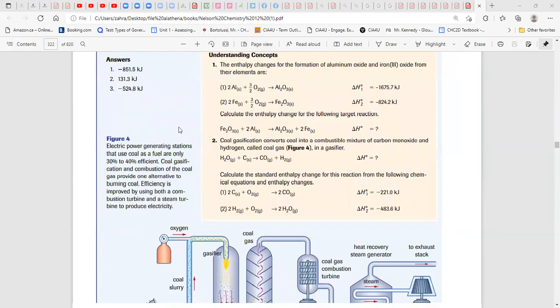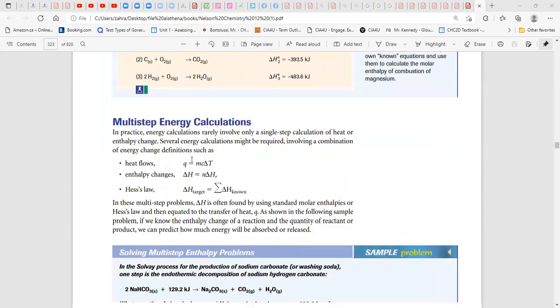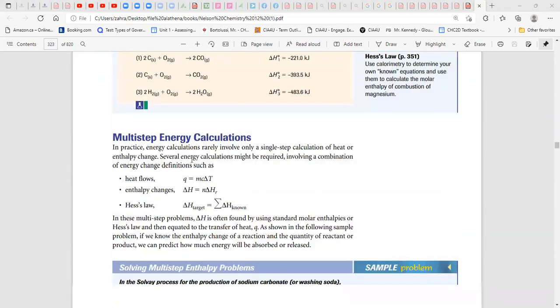So for practice, do questions 1, 2, 3. This is on page 3 to 7.